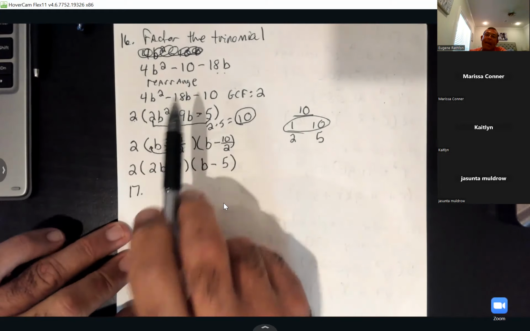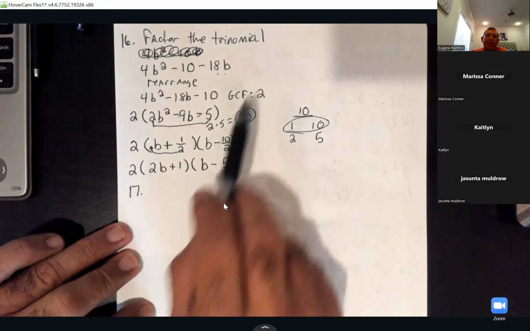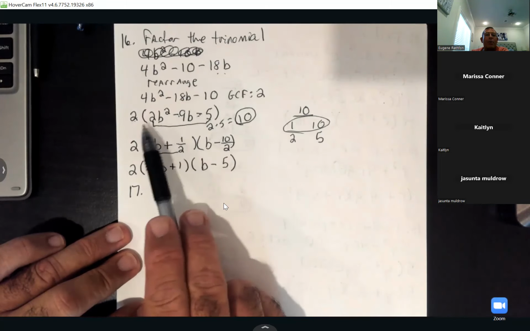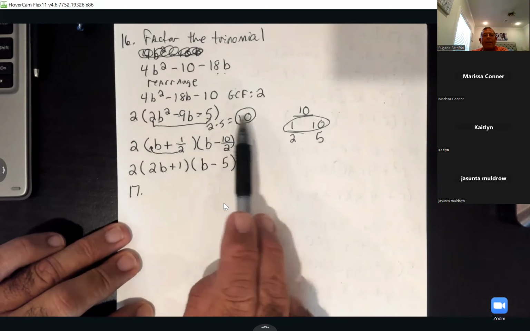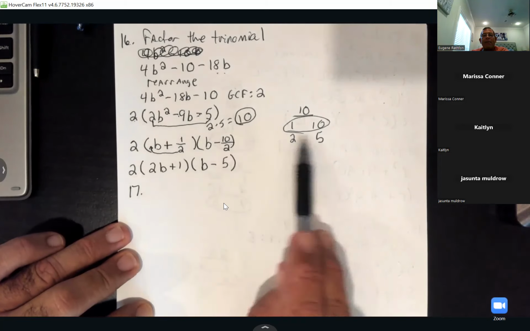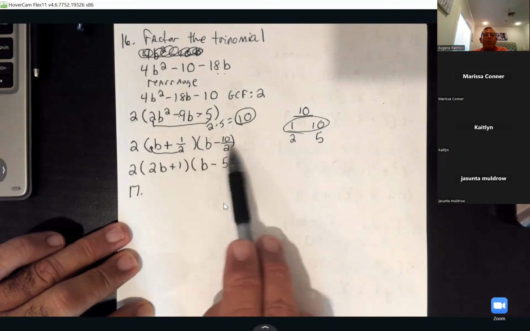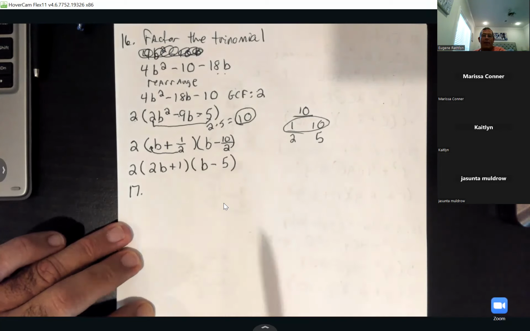So this number 16 had a lot because you had a GCF, and then we had to factor what I call the AC method. You multiplied the first number times the last, got my 10, found my factors of 10 that gave me 9, and then I had to divide them both by that 2 that I borrowed, okay?